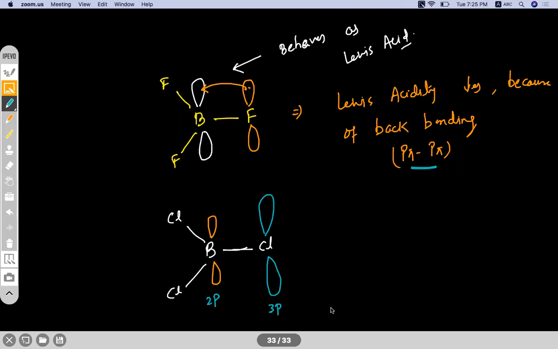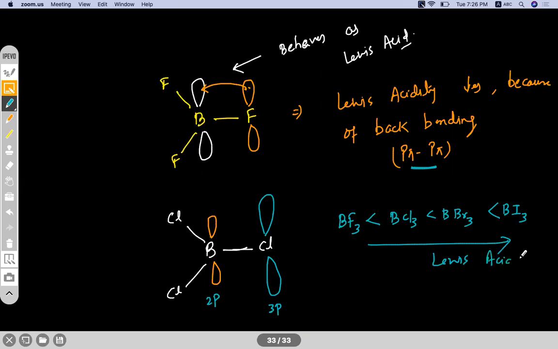Right? So maximum back bonding means minimum tendency to accept electrons. Its Lewis acidity decreases. That's why I said that BF3 shows maximum back bonding, so its Lewis acidity is minimum, and BI3 shows minimum back bonding tendency, so its Lewis acidity is maximum. BF3, then we have BCl3, then BBr3, and then BI3. This is the Lewis acidic nature order for the trihalides of boron. Clear? Yes.